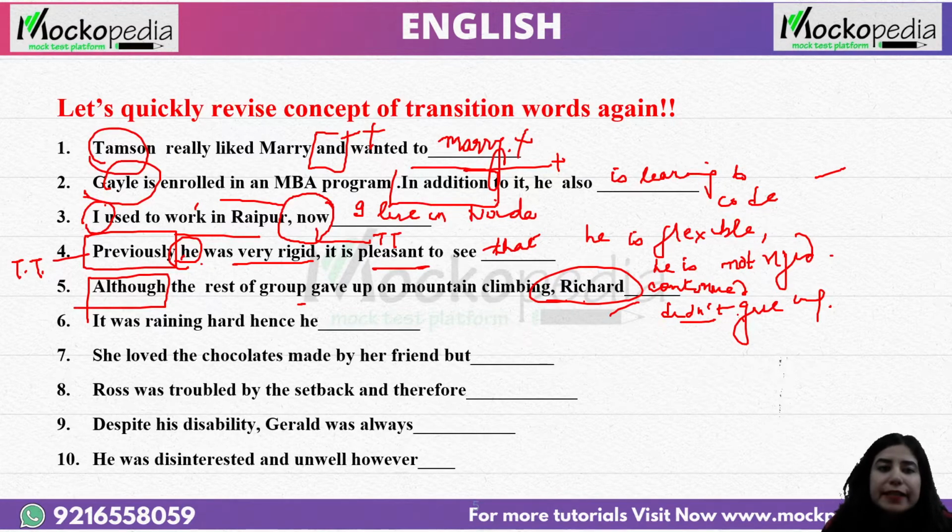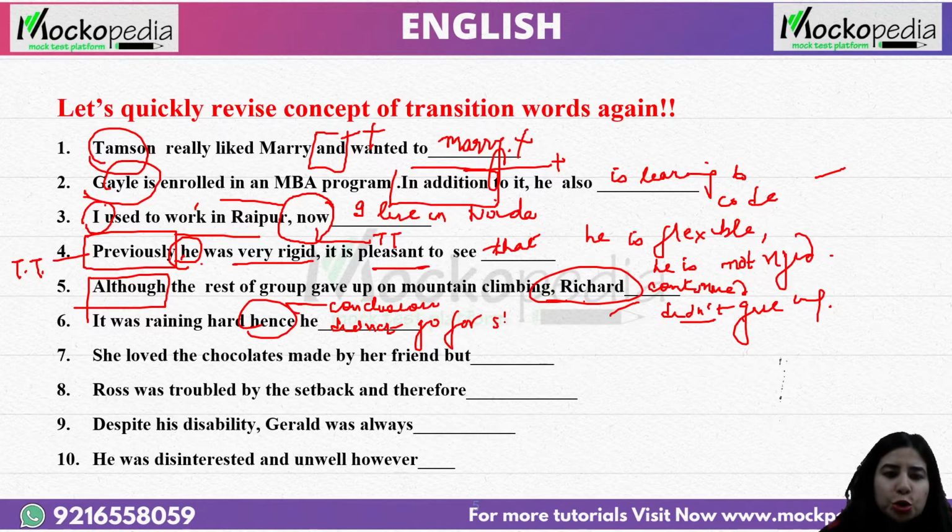Now come to sentence 6. It was raining hard, hence. So if you are able to see, what are we talking about? The rain was hard. Are we able to see any transition? Yes. What is the transition? Hence. What is the role of "hence"? Hence acts as a conclusion indicator. Hence he did not go for shopping, right? So any activity which was stopped because of rain, right?